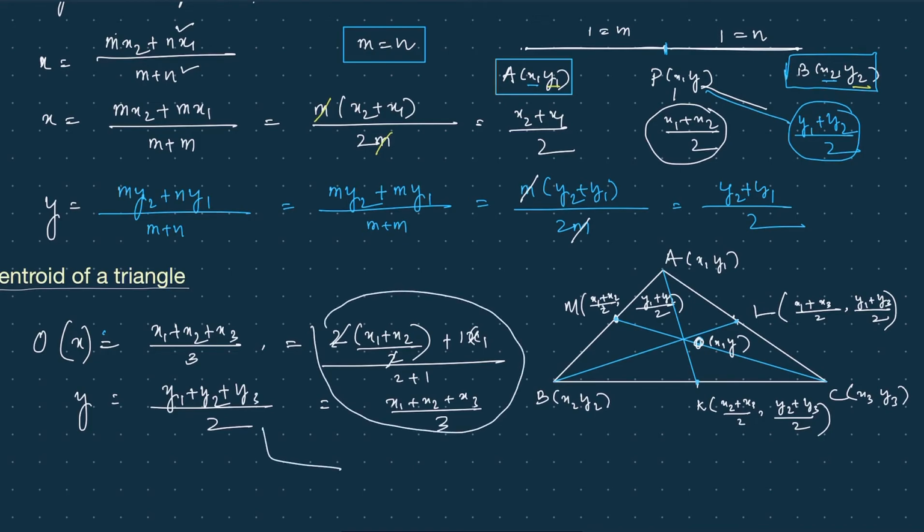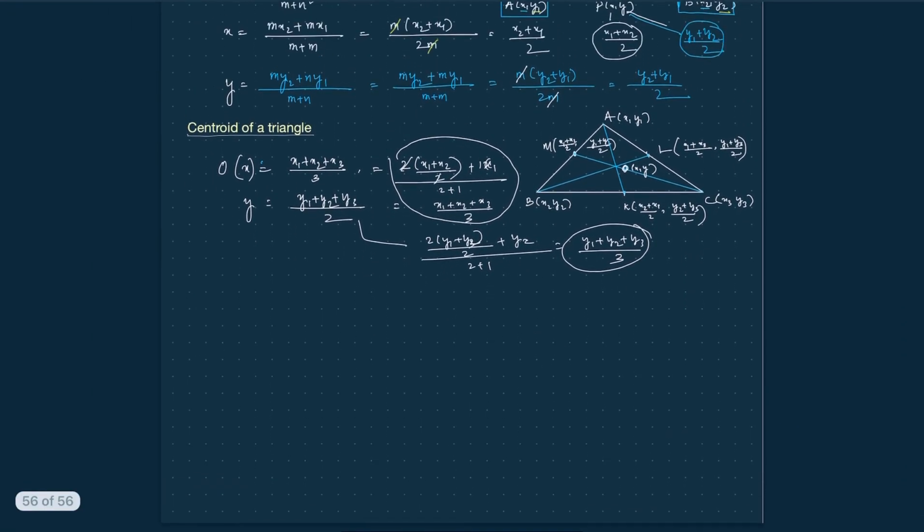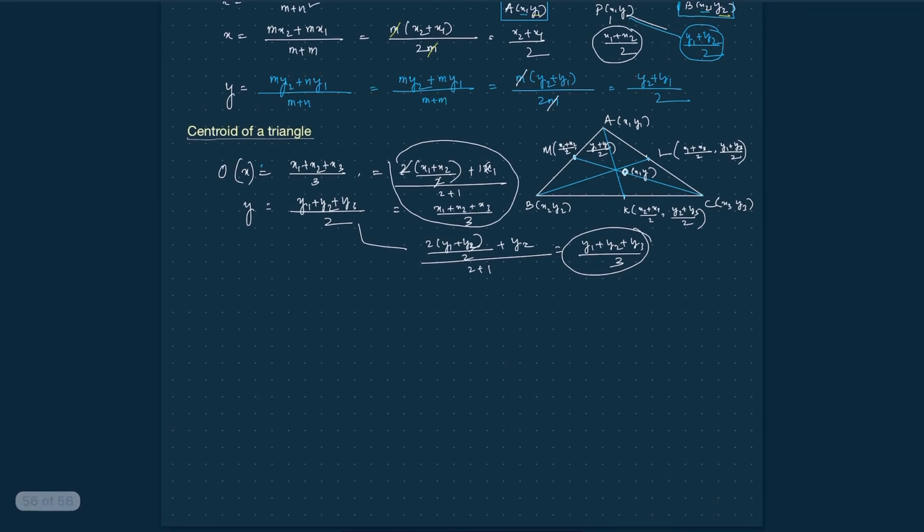Now similarly, this is also the same case. 2 into (y1 plus y2) divided by 2 plus 1, so this is y1 plus y3. Okay, so this is y2 divided by 2 plus 1. This will be again y1 plus y2 plus y3 divided by 3. Okay, this is one concept. This is the coordinate of a centroid.